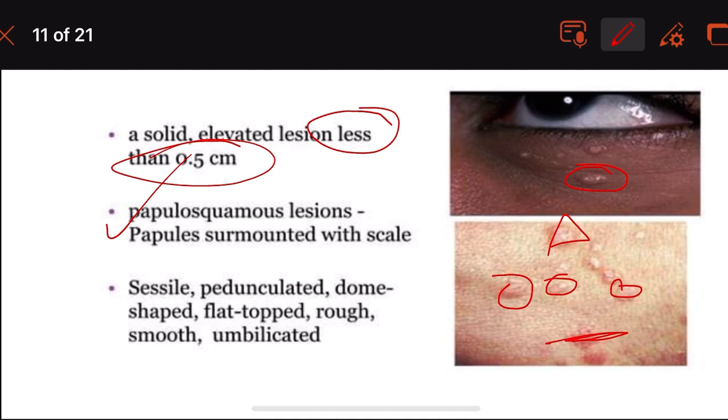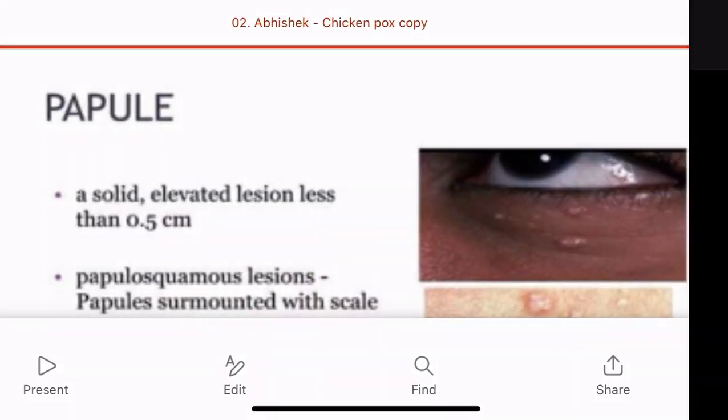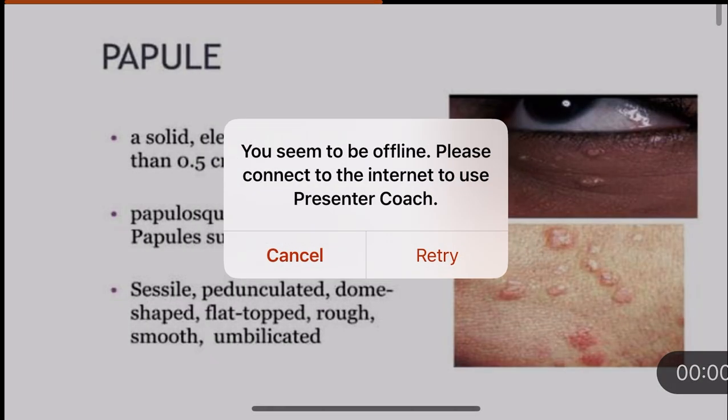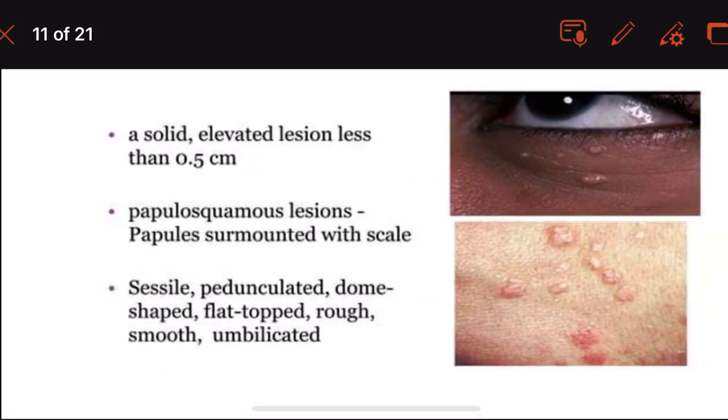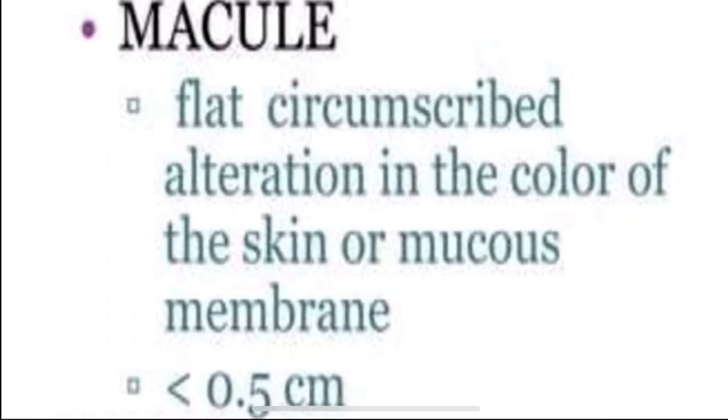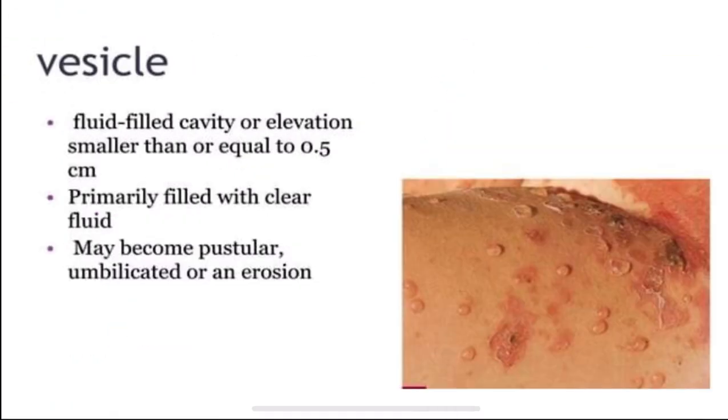Sessile, pedunculated, dome-shaped, flat-topped, rough, smooth or umbilicated. So what are the various types of papules? We can have pedunculated papule, dome-shaped papule, flat-topped papule, rough, smooth or umbilicated. I don't want you to go into depths. Just remember, I don't know why the sessions are getting started. I'm sorry. Yeah, just remember the macule. I guess this is more than 0.5 centimeter.